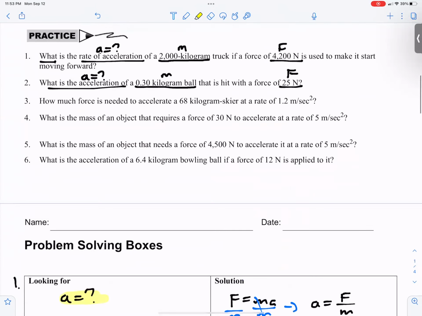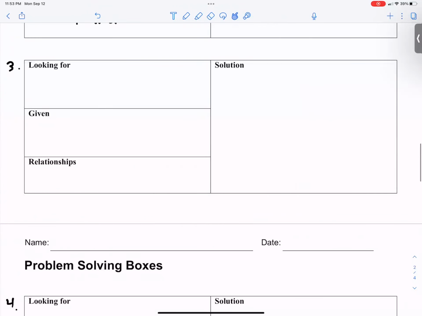Number 3. How much force, this time F is the question mark, is needed to accelerate a 68 kilogram skier, there's the mass, at a rate of 1.2 meters per second squared, there's the acceleration. Okay, you're looking for force.